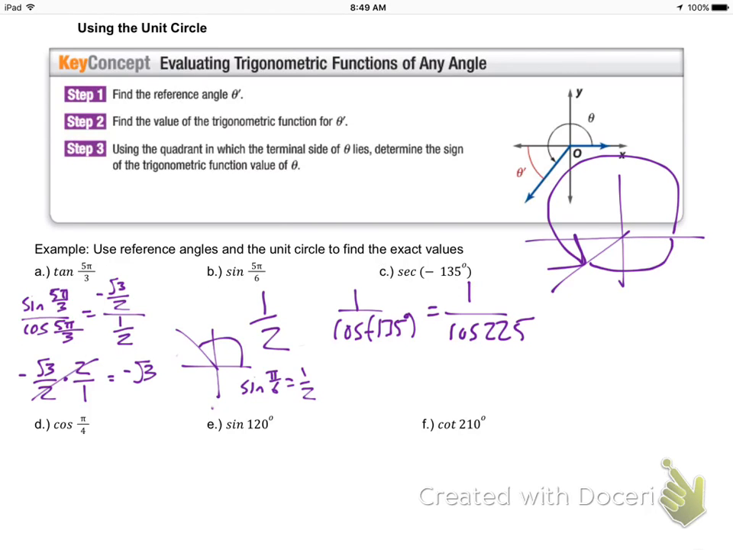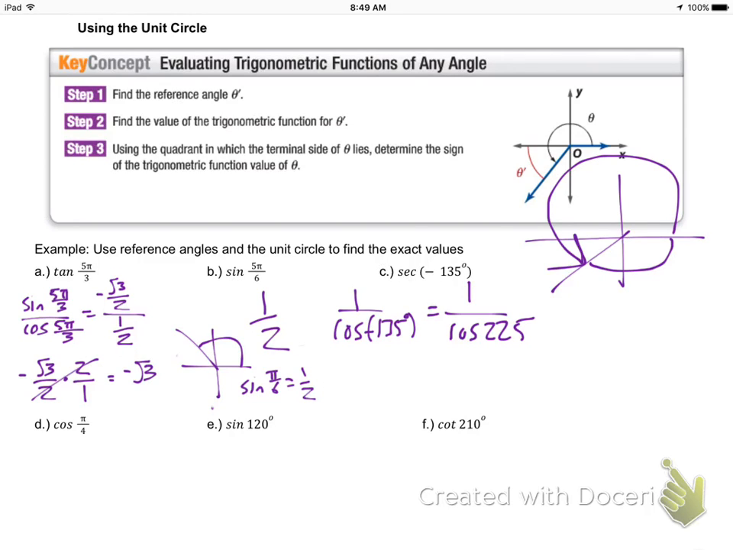And how did we figure that out? How did you figure out 225? You just went backwards. That's one option to do that on your unit circle, of course. Or what's 360 minus 135? Or what's negative 135 plus 360? So that I was able to get 225.